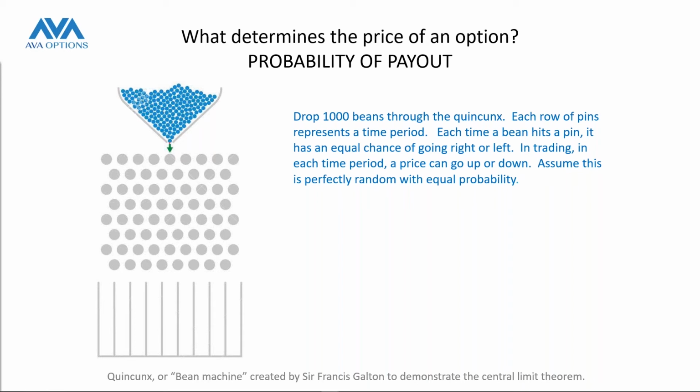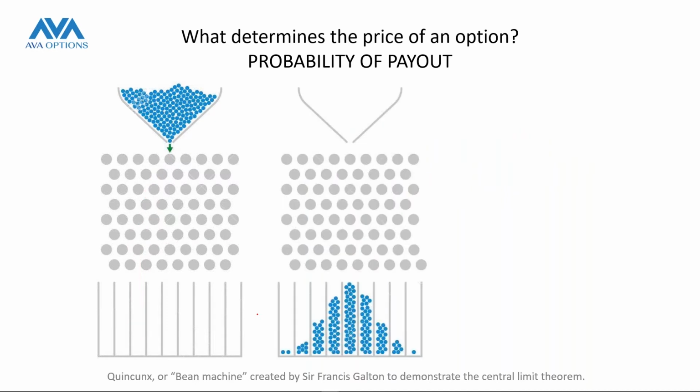So every bean that we drop is going to fall, hit a nail, hit a nail, hit a nail, and every time it hits a nail, it can either go right or it can go left. And it's completely random if it's going to go right or left. And eventually, each bean is going to fall into one of these bins.